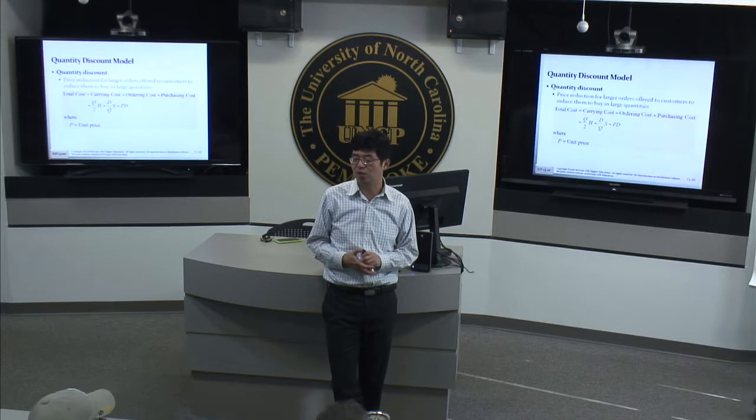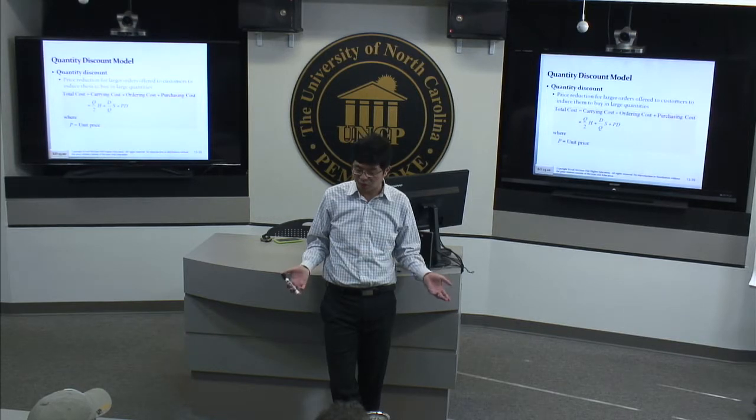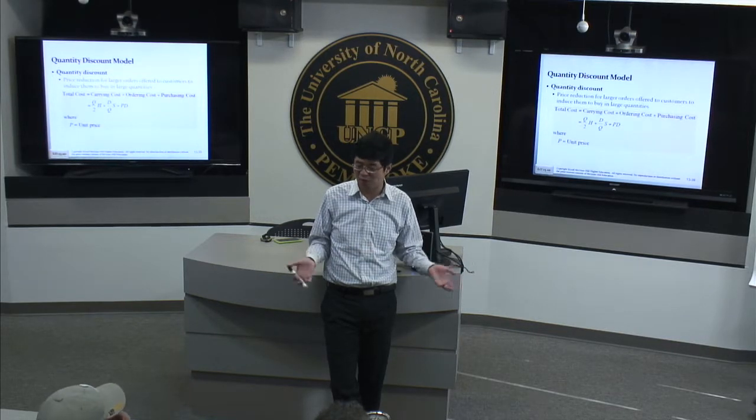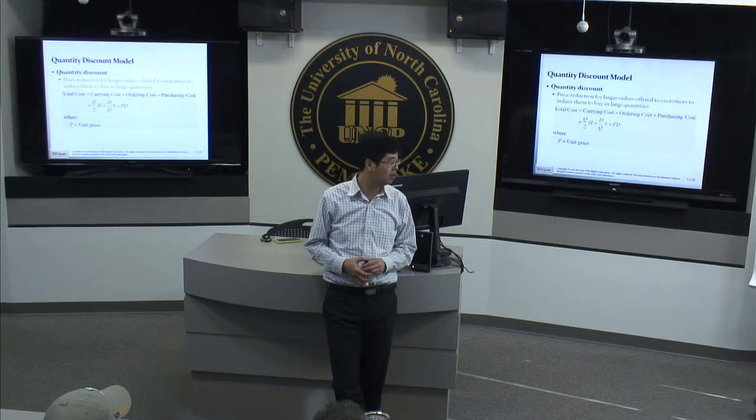Think about the EOQ model. What happens to this purchase cost, P times D? You know D in advance, like our example of 5,000 or something like that. You know P, the purchase cost from your supplier. Eh? What?